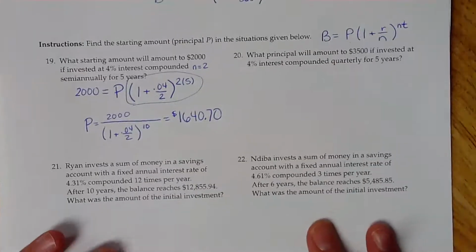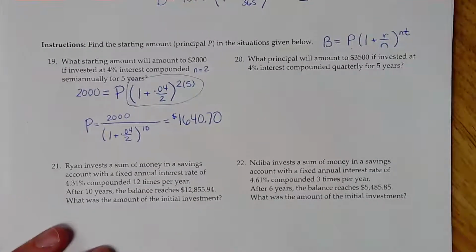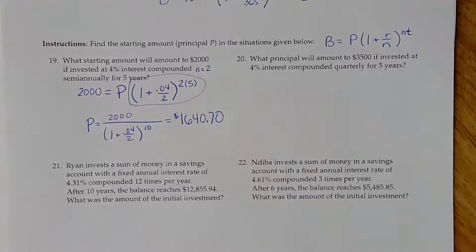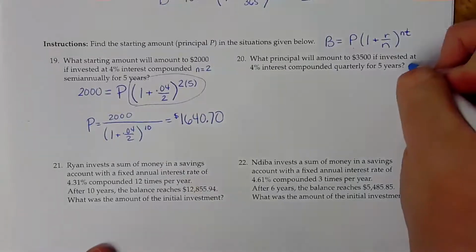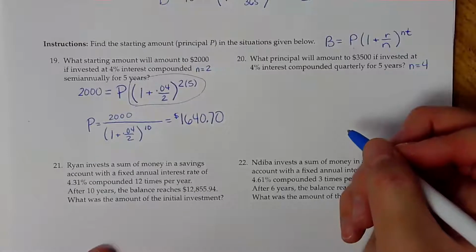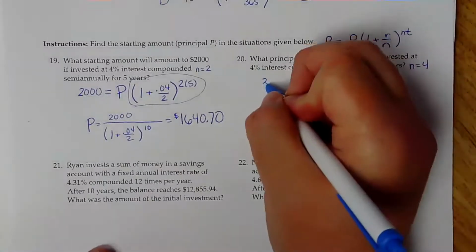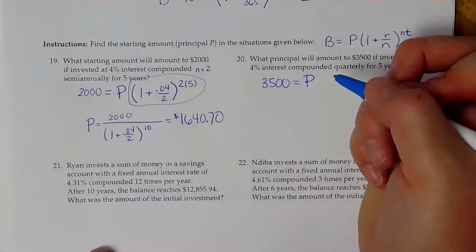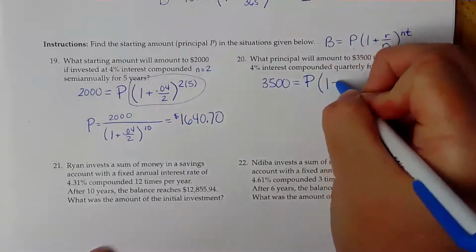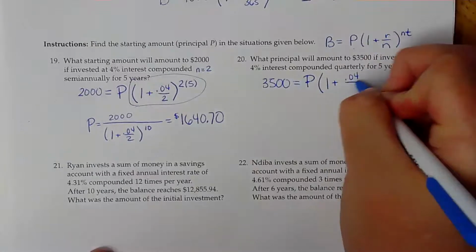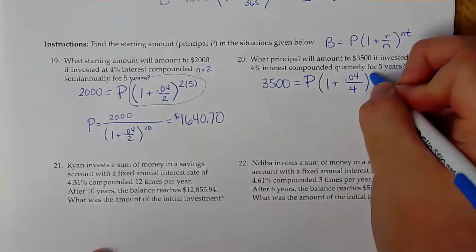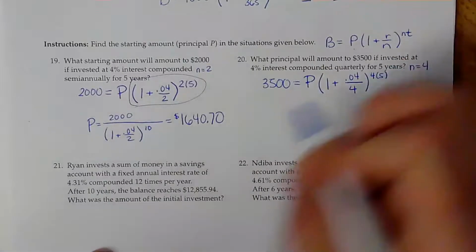All right, number 20. What if I want $3,500 in my account after 5 years? And now my interest is compounded quarterly, so 4 times a year, a little bit more often. I'll set this up the same way. My balance is at $3,500, and that'll be equal to P, my starting principal that I want to solve for, times 1 plus 0.04 divided by 4, because N is 4, raised to the power of 4 times 5, so raised to the 20th power there.